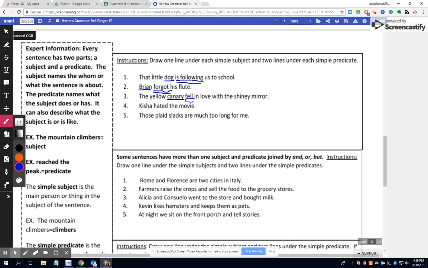Number 5, I'll read this to you because I know there's been some confusion on pronunciation that might help. "Those plaid slacks are much too long for me." Okay, now this has a being verb. Okay. So I want you to figure out number 5 on your own.